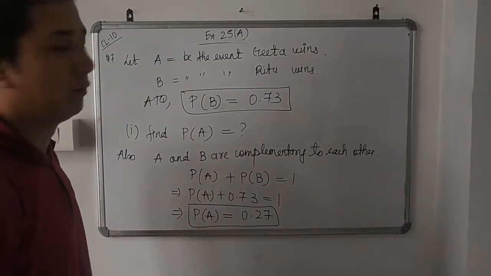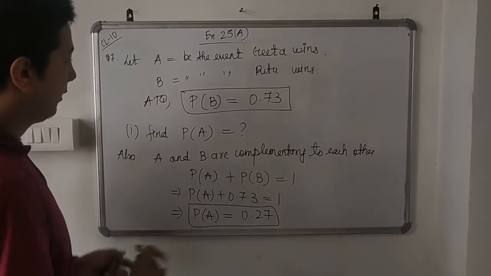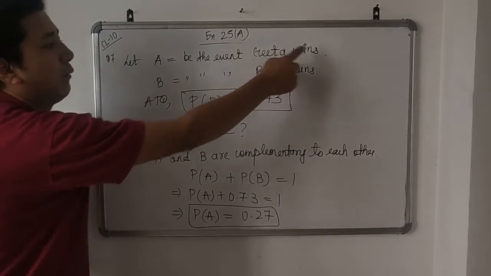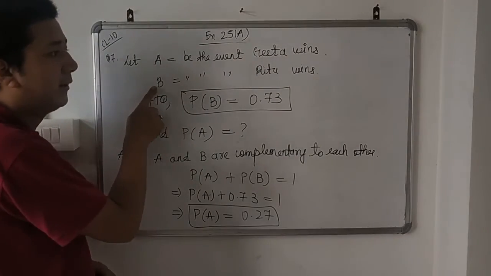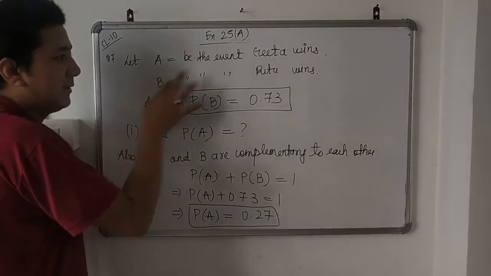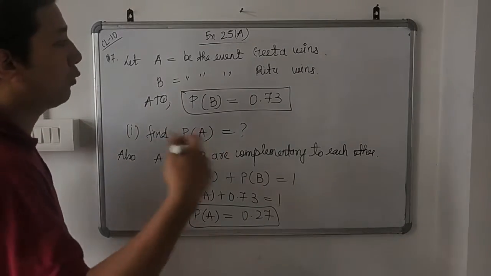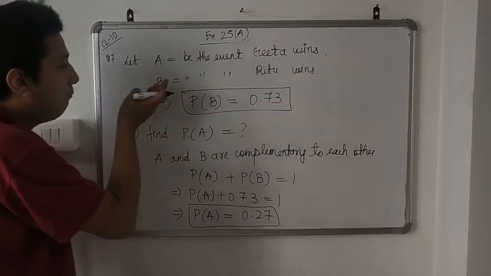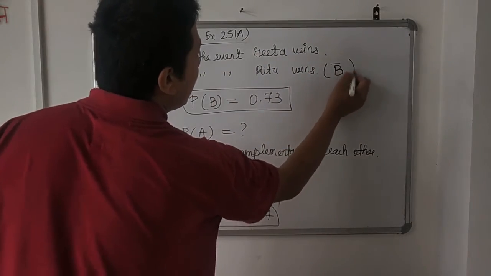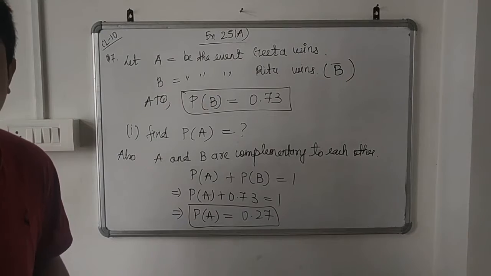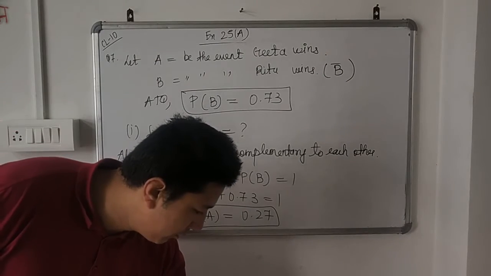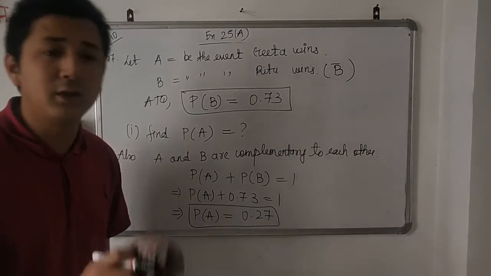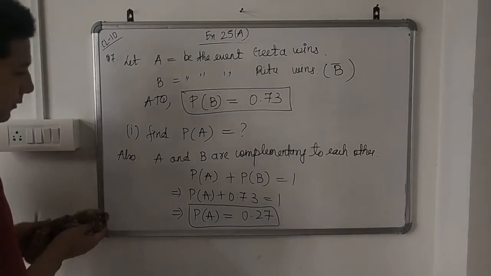Not winning Ritu. Okay, we'll come to this. Now what is A? Geeta wins. Then what is B? Ritu wins. So if B is Ritu wins, then what is Ritu not winning? See, B is the event that Ritu wins. Then the complement of B, B dash, will be the event Ritu loses, and that we need to find. Number 2, find the probability of not winning of Ritu, which means Ritu loses, right? Okay, I hope this is clear.